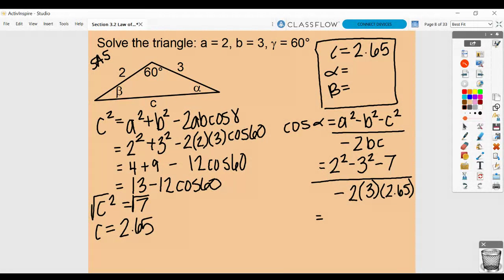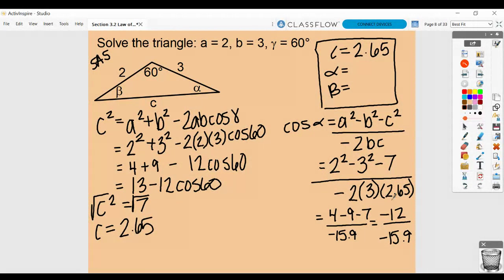Okay, again, I would not put this all into your calculator at once. I would do it separately. So I would do the numerator and denominator first. So 4 minus 9 minus 7, and then -2 times 3 times 2.65. And you get -15.9. Okay, so going a little bit further, 4 minus 9 minus 7 is -12. So you have -12 over -15.9.